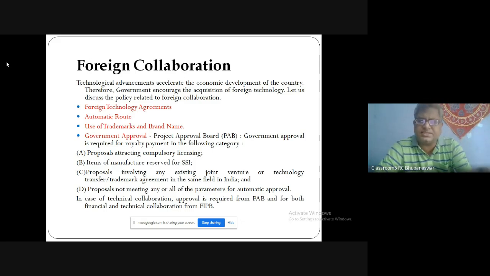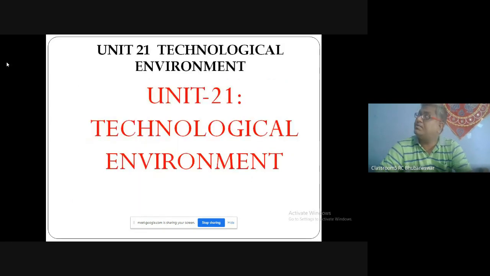In a particular situation, collaboration is important. What type of collaboration? That is a foreign technology agreement, the automatic route; it can also collaborate, and use of trademark or brand name is also applied.